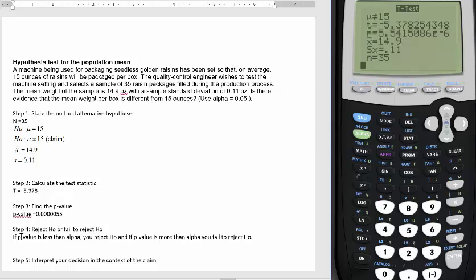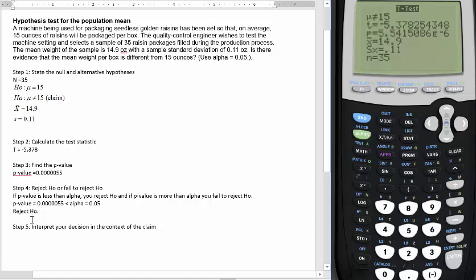Okay, well, since the p-value is almost zero, definitely it is less than alpha. So p-value equals 0.0000055 is less than alpha, which is 0.05. So what's your decision here? Reject H0.